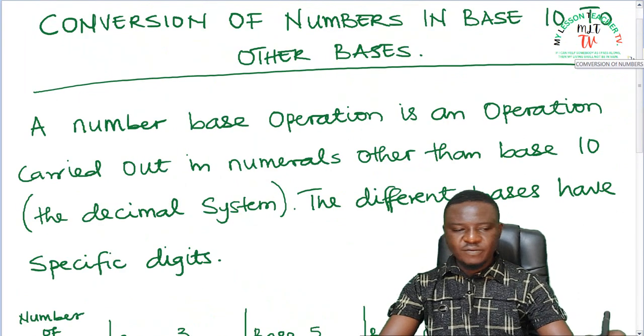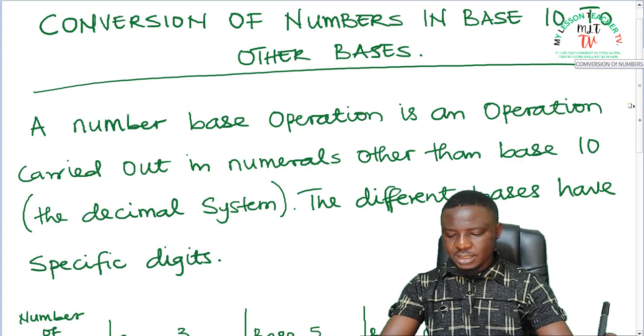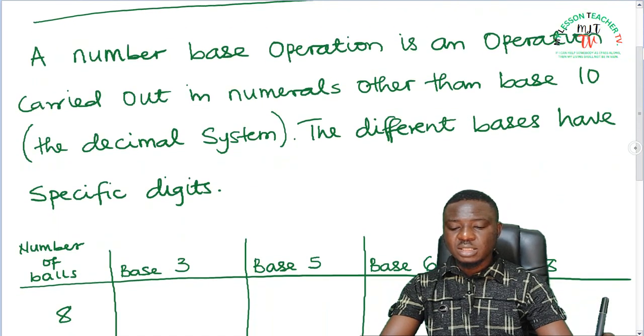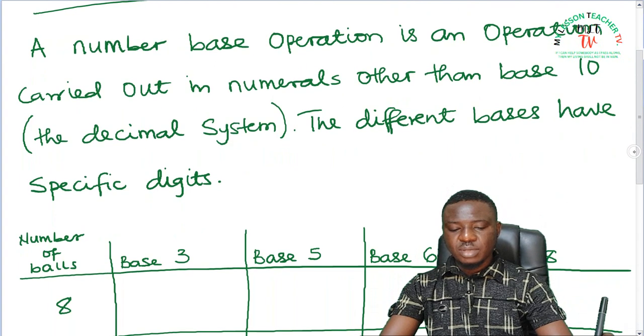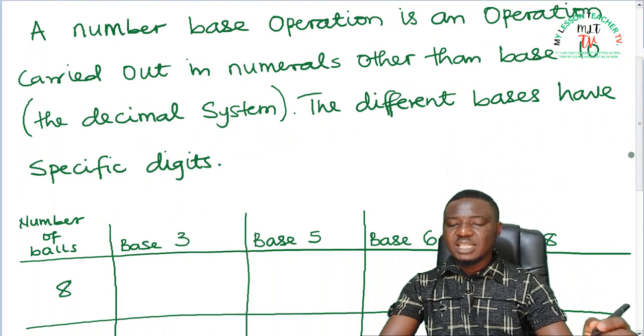Now let's pick the first subtheme, which is conversion of numbers in base 10 to other bases. A number-based operation is an operation carried out in numerals other than base 10, which is the decimal system. The base 10 is referred to as the decimal system. And the different bases have specific digits.